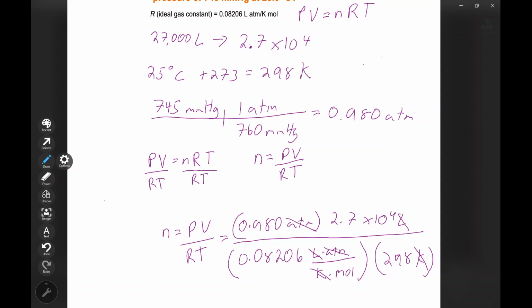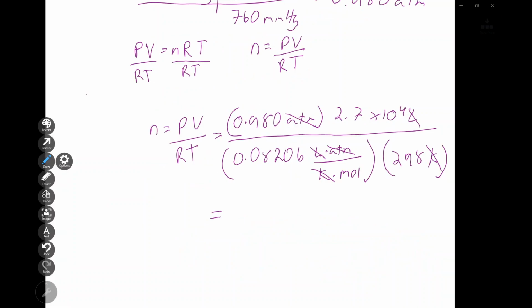Okay, then we need to put that over R, which remember is our gas constant here, 0.08206 liter atm over moles Kelvin, or Kelvin moles, it doesn't matter which way you write it. Then lastly, times our temperature, which we said was 298 K.